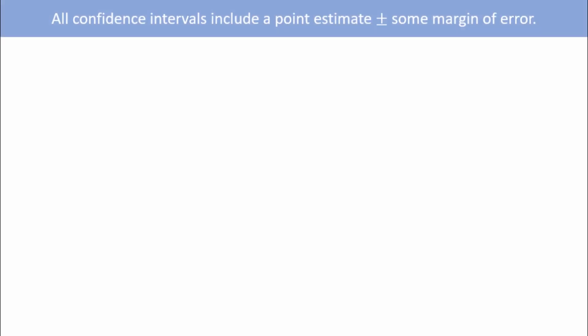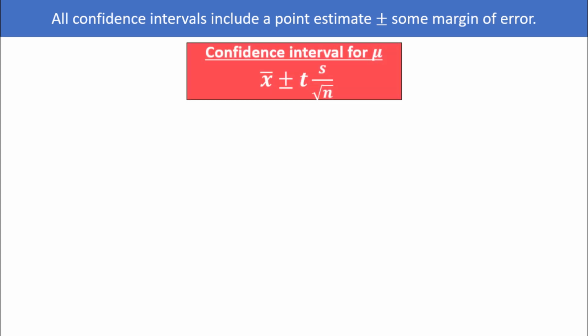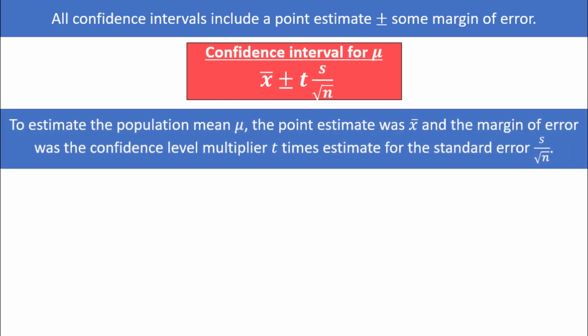Let's take a look at the formula. You may or may not know this, but every single confidence interval always contains a point estimate plus or minus some margin of error. Here's the confidence interval that we use for the population mean, mu. To estimate the population mean, we had to find the point estimate of x bar. The margin of error, the part that gets added and subtracted to the point estimate, is made up of two parts. We have the confidence level multiplier, which is a t-score from the t distribution, and then we also have the estimate for the standard error of x bar, which is s divided by the square root of n.